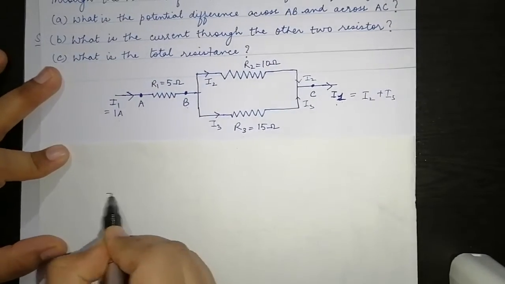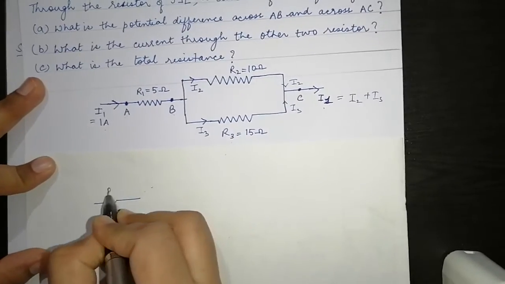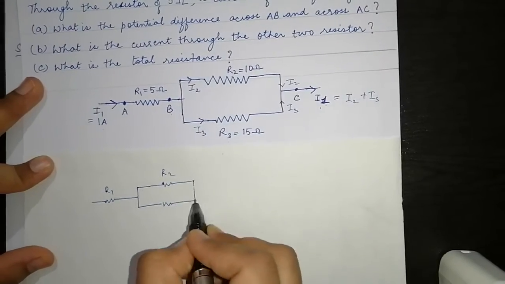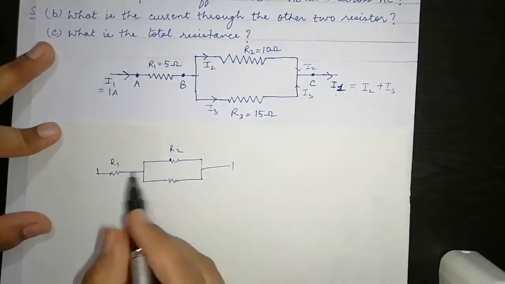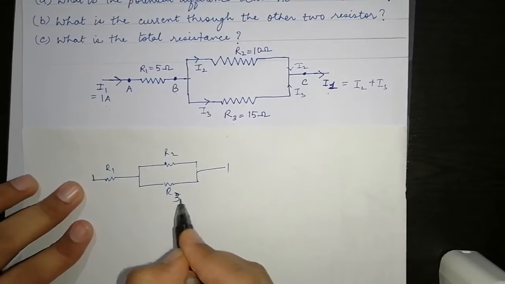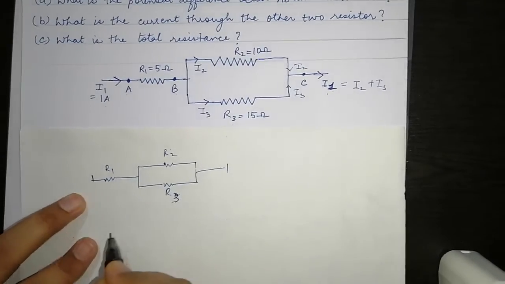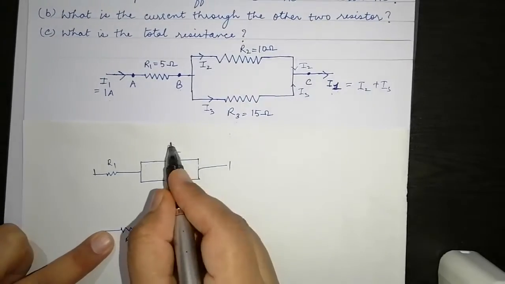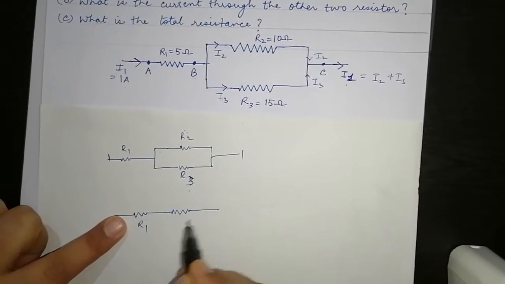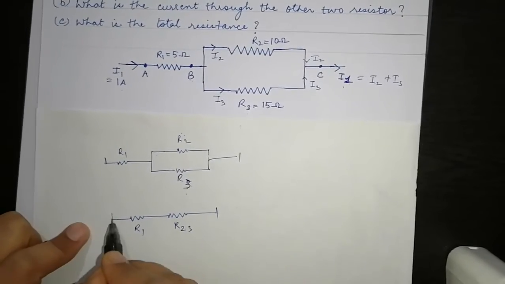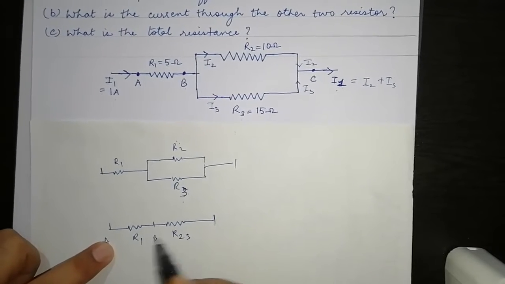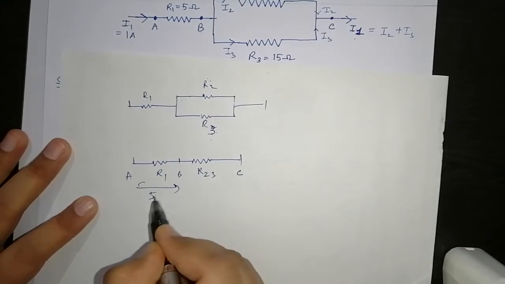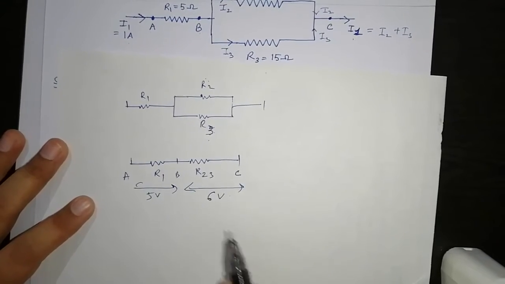So total resistance here, this is R1, this is R2, this is R3, right? Now we know that R2 and R3 were in parallel, so we had an equivalent resistance. Now here we will write R1 as it is, and R2 and R3 were in parallel, so the combination R23, and this was point A, this was point B, and this was point C, right? So here it is 5 volt and this is 6 volt, right?